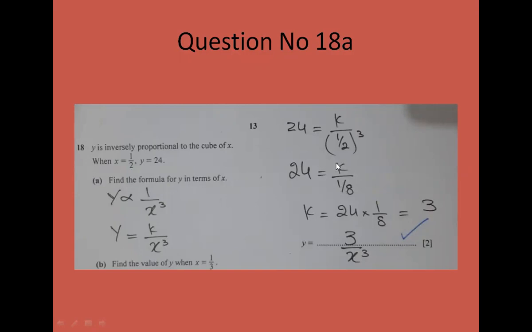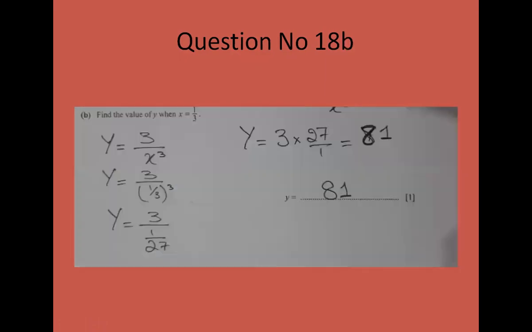When you take this to the other side, it will be 24 multiplied by 1 by 8. 8 and 24 cancel, so you get 3. 3 into 1 is 3. So it means that we know the value of k is 3. So the formula is y equals 3 by x cube.